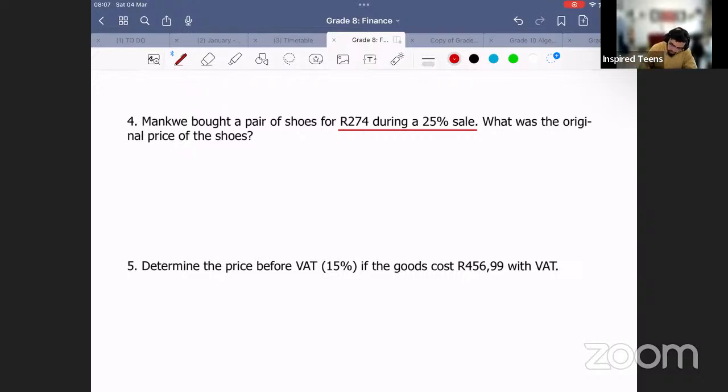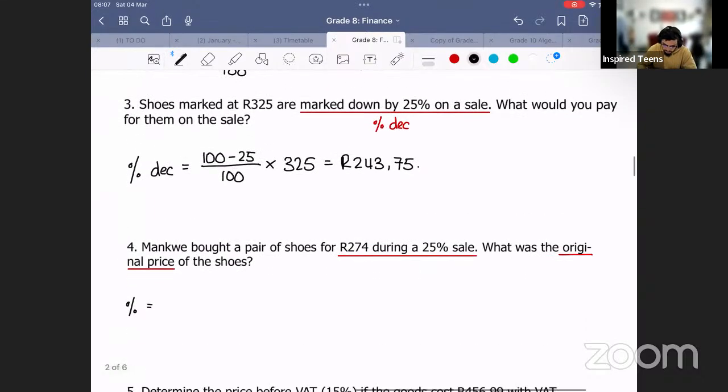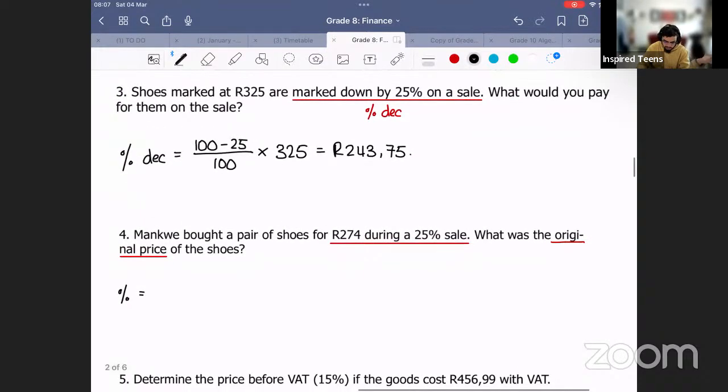So what is the original price of the shoes? In this case, they're asking the original price of the shoes. So we can follow our formula, right? And we can just substitute the values we know. I'm just going to read it like this.